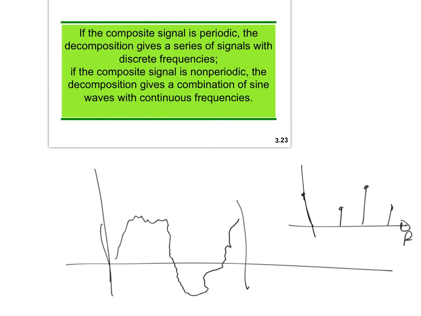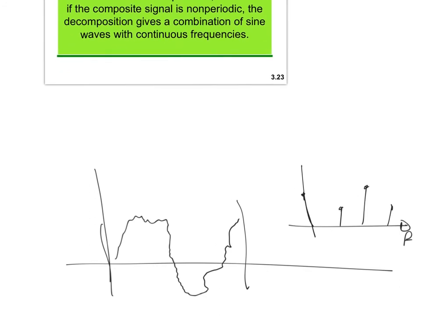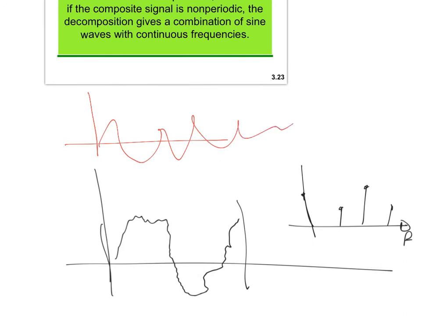If it happens that we have a composite signal that looks like this, and it's not periodic, can this be represented in the frequency domain by sine waves? According to Fourier, yes. But we cannot by any means represent them using discrete samples like this. In the frequency domain, it will have continuous values, not discrete values like this one.